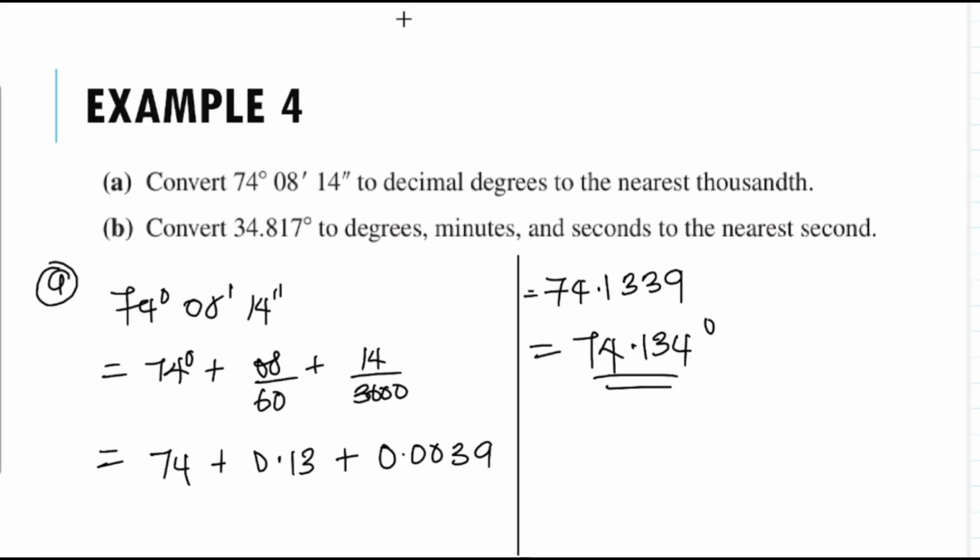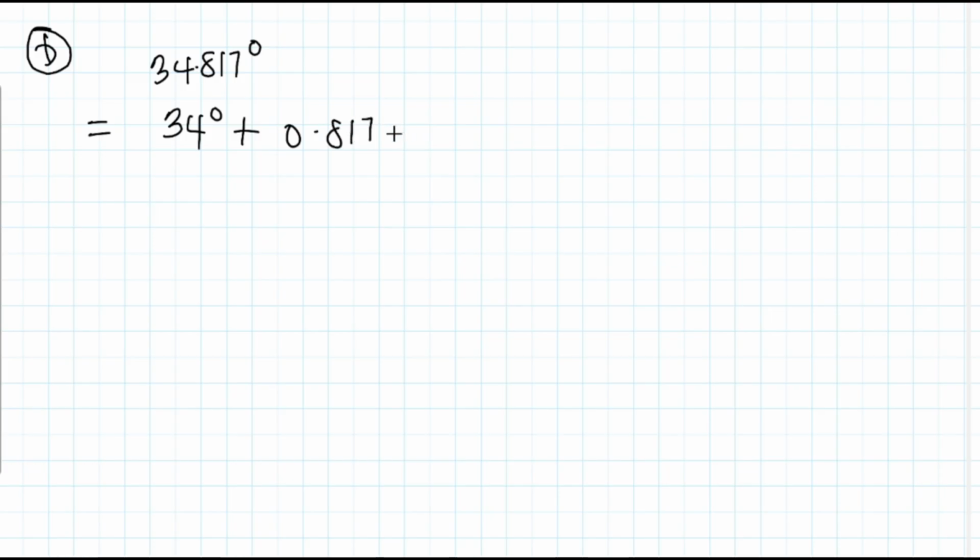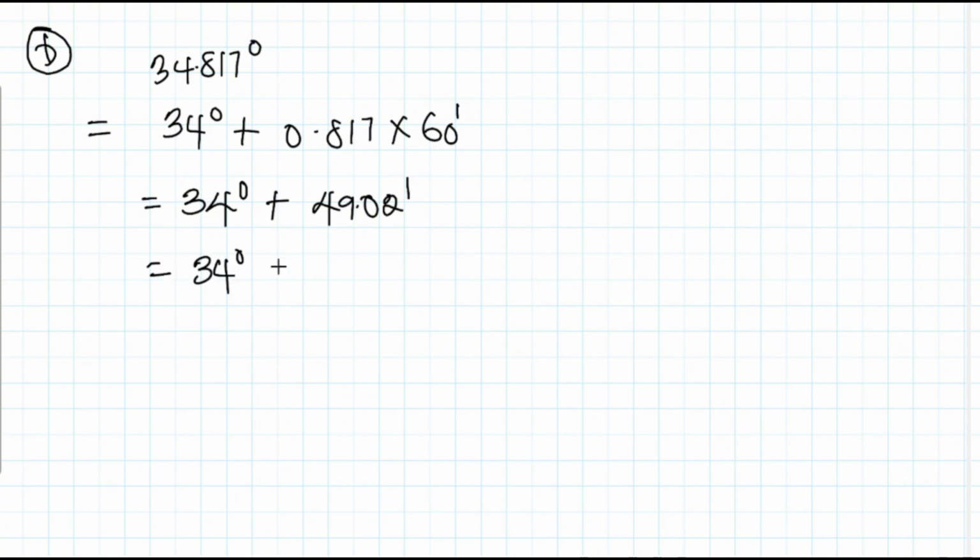B, convert 34.817 degrees to degrees, minutes, seconds, and give your answer to the nearest second. So we have B, 34.817 degrees. So we break it down into 34 degree plus 0.817. Okay, so let's convert to minutes first, and this will be 34 degree plus the minute will be 49.02 minutes, and then we break down the minutes to seconds. That will be 34 degree plus 49 minutes plus 0.02 minutes.